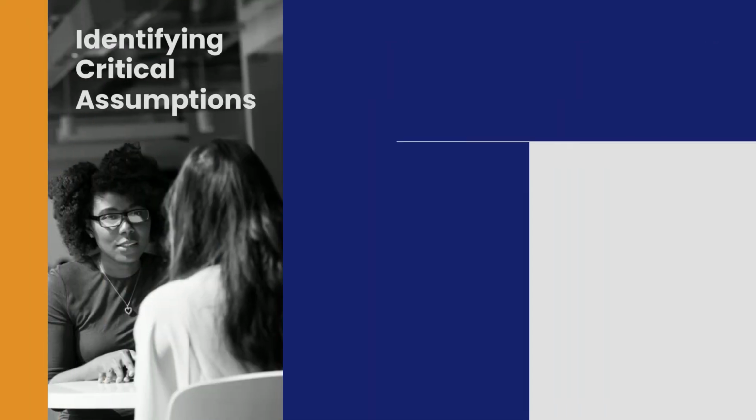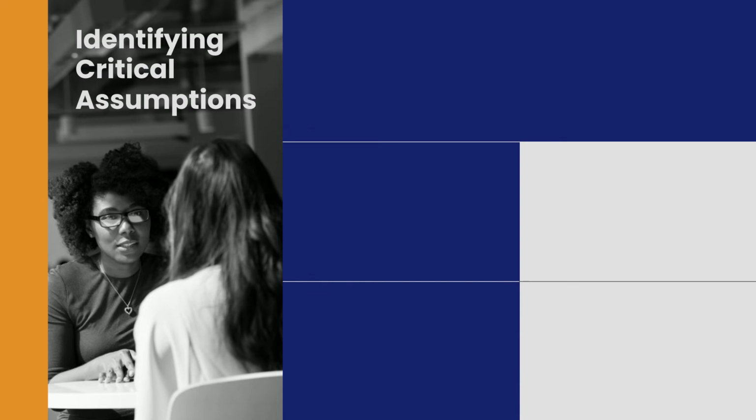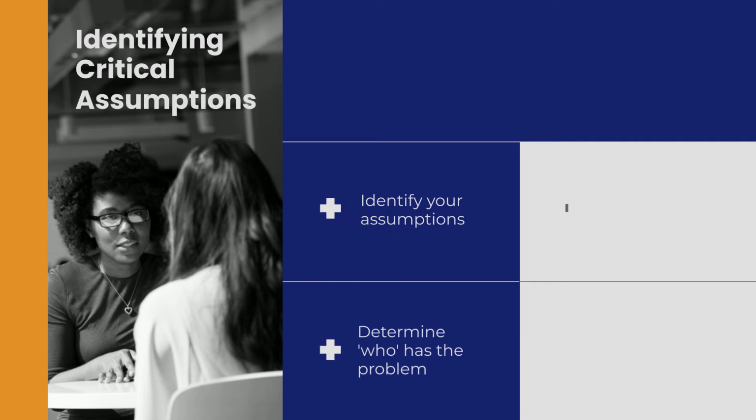Okay, so how do you figure out if your assumptions are correct or not? That's a great question. The first thing you need to do is identify the assumptions you are making. To do that, you make a list of all the assumptions that you are making about the problem or need, who has it, and why it's a problem.